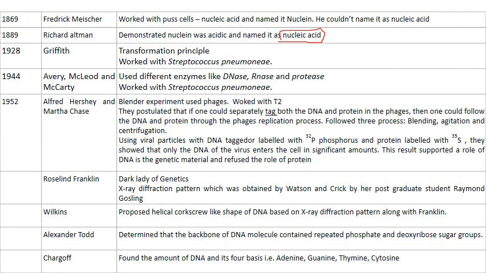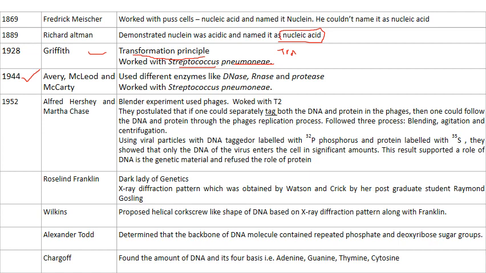In 1928, Griffith found the transformation principle with Streptococcus pneumoniae. Subsequently in 1944, Avery, MacLeod and McCarty contributed to the transformation principle. They also worked with Streptococcus pneumoniae and used different enzymes like DNase, RNase and protease. In 1952, Hershey and Martha Chase made the blender experiment, working with T2 phage.